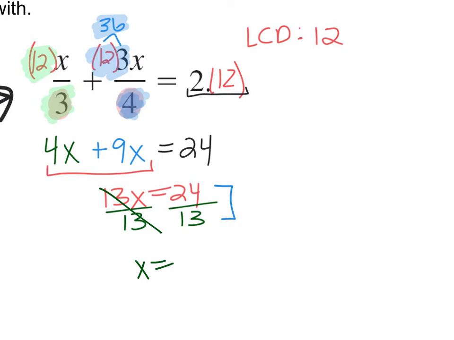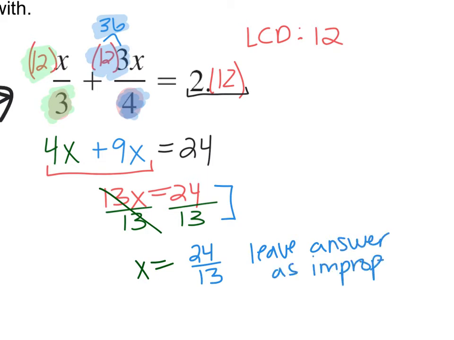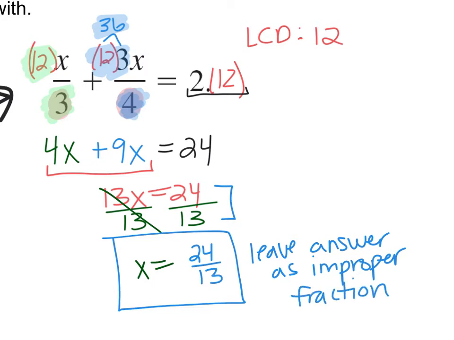What I want you to do is please leave your answers as improper fractions. So leave it as 24 over 13. They're just easier to work with than mixed numbers if you had to go further with this. Like if we had to take this x value and use it to do more solving, it's more user-friendly to leave it as an improper fraction than to write it as a mixed number. So we'll leave it as 24 over 13.